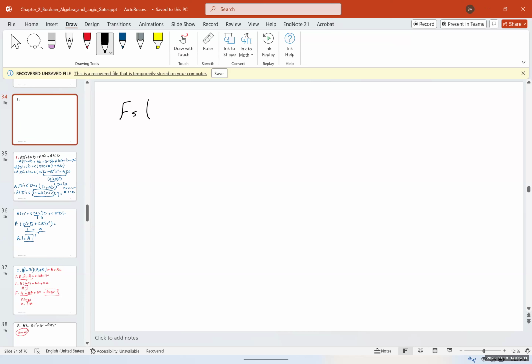F is equal to A plus B times A plus C. We want to simplify this. This one is easy, actually.